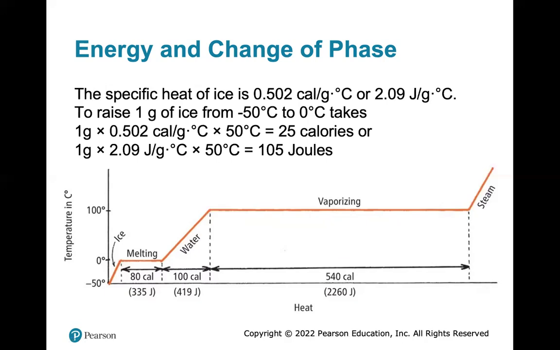To raise 1 gram of ice from minus 50 degrees to zero takes 1 gram times 0.502 calories per gram per degree C times 50 degrees C equals 25 calories. Or the alternate is 1 gram times 2.09 joules per gram per degree C times 50 degrees equals 105 joules. So it takes 105 joules to warm ice at minus 50 up to 0 degrees, where it can, at that point, start melting. So just raising its temperature, this is specific heat of ice.